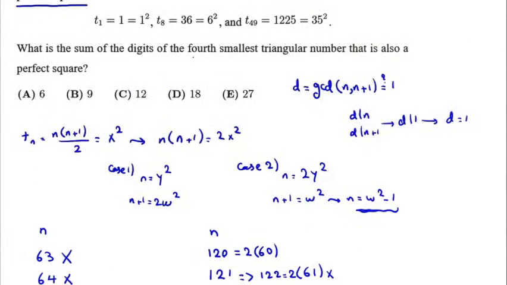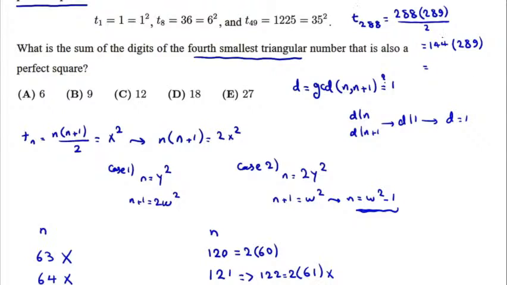And the problem was what? It says the fourth smallest triangle number of this form. So n is 288. But we want to find T288. By the formula, it is n times n plus 1 over 2. 288 times 289 over 2, which is 144 times 289. And you should calculate. If you multiply this number, it will be 41616. And it says what is the sum of the digits. So 4 plus 1 plus 6 plus 1 plus 6. 4 plus 1, 5 plus 6, 11, 12, 18. So the answer is D.